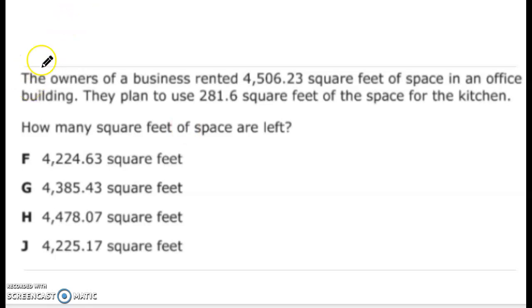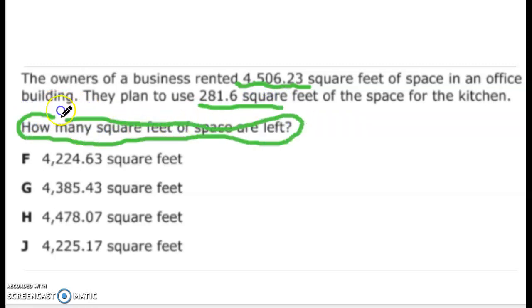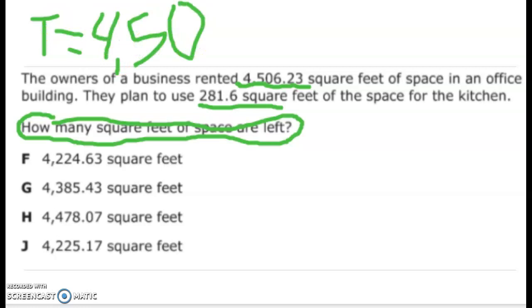Okay, so let's go through this. It says the owner of a business rented 4,506 and 23 hundredths square feet of space in an office building. They plan to use 281 and 6/10 square feet of the space for the kitchen. Our question is, how many square feet of space are left? So we have a total of 4,506 and 23 hundredths, and we're only using 281. So we want to know how much is left. So that means we're going to subtract.